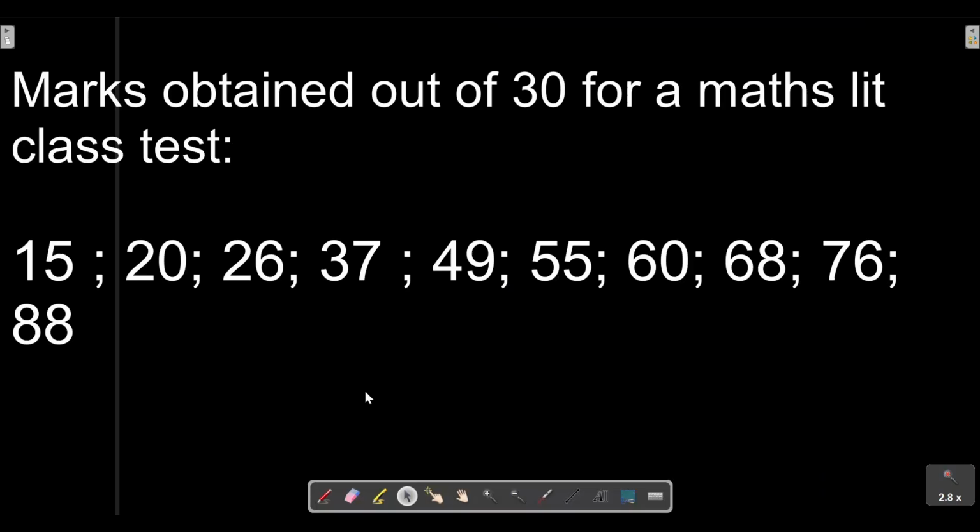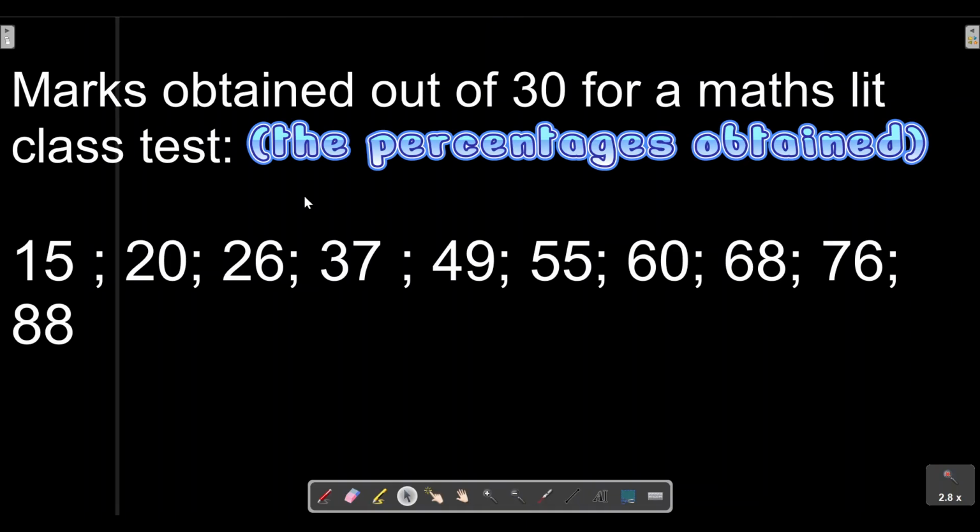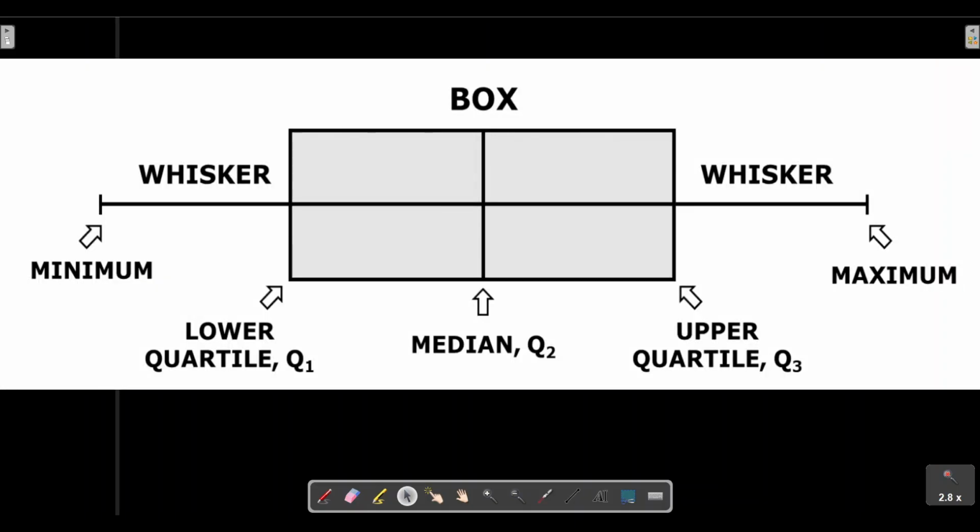What do I mean when I talk about a 5-number summary of a set of data? Let's say, for example, you are given a set of data. I'm going to stick to this example. Let's say the following marks represent the marks out of 30 for a maths lit test that 10 learners obtained in a class. Now I want to explain the concept of the box and whisker diagram representing the 5-number summary. When we talk about a 5-number summary, we are talking about the minimum value.